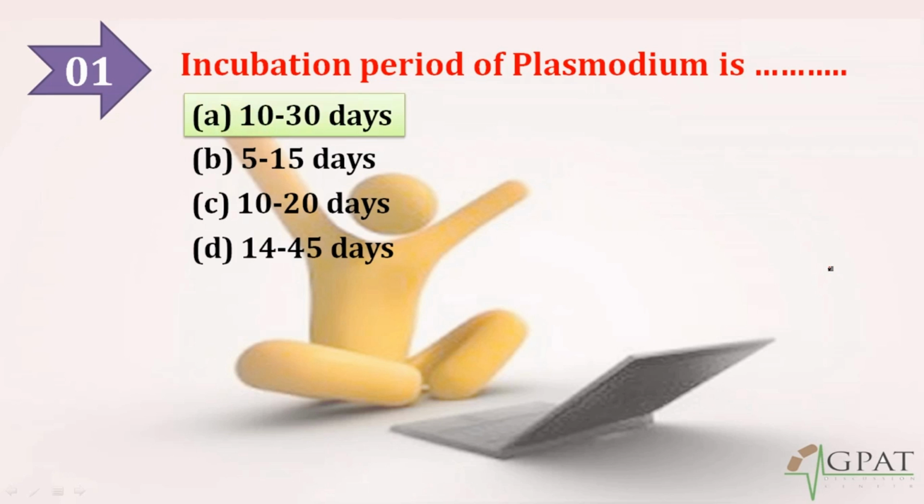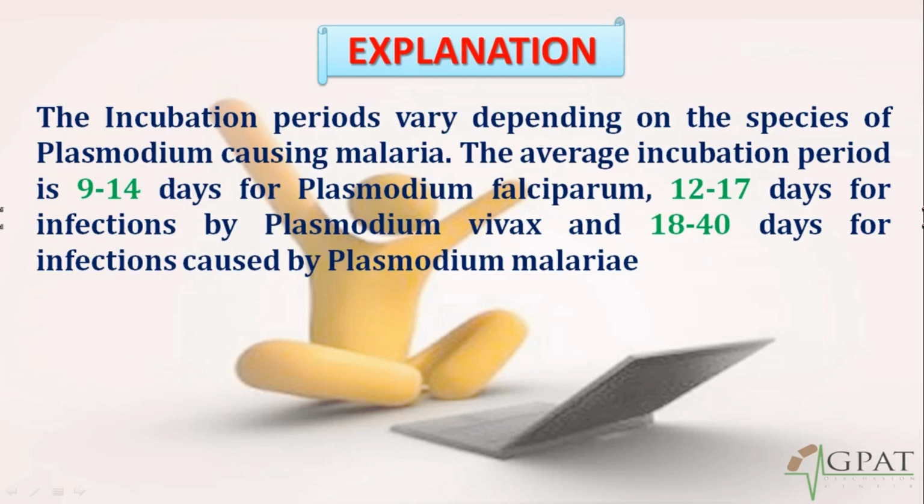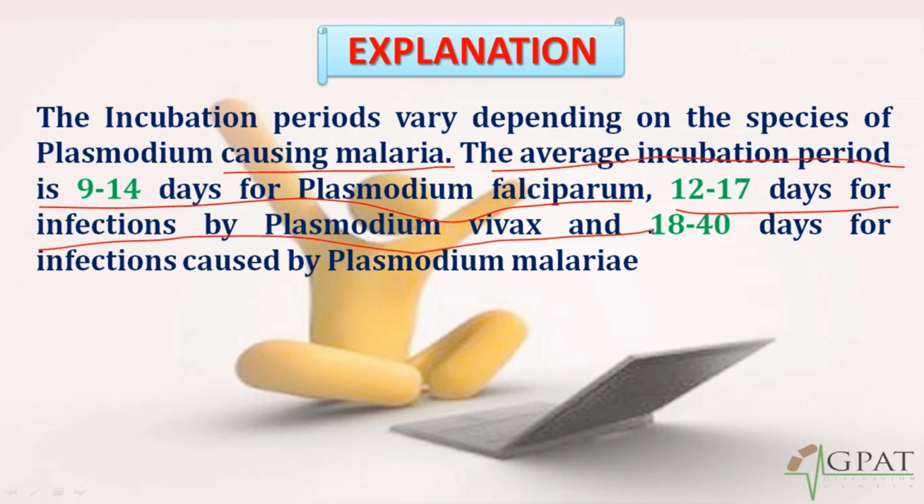So what is the incubation period of the Plasmodium? Here is the explanation of this question. The incubation period varies depending on the species of Plasmodium causing malaria. The average incubation period is 9 to 14 days for Plasmodium falciparum, 12 to 17 days for infections by Plasmodium vivax, and 18 to 40 days for infections caused by Plasmodium malariae. So the different species have different incubation periods.